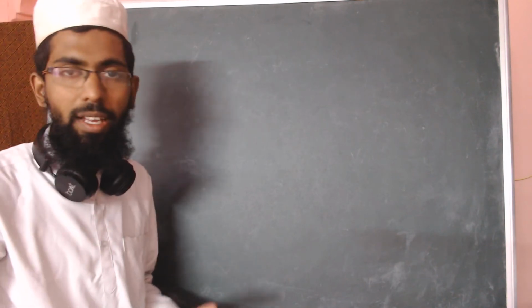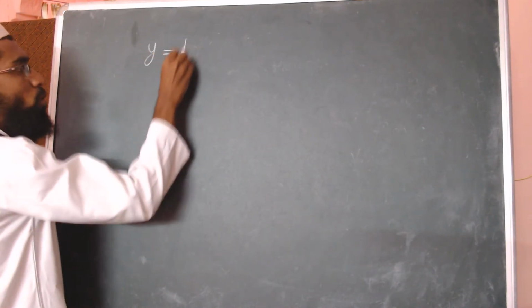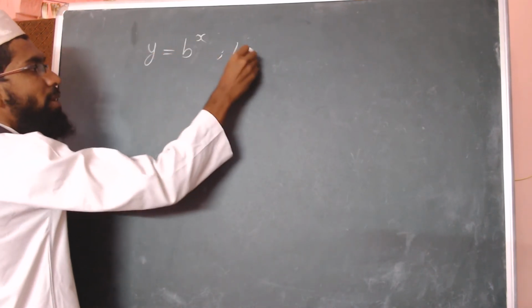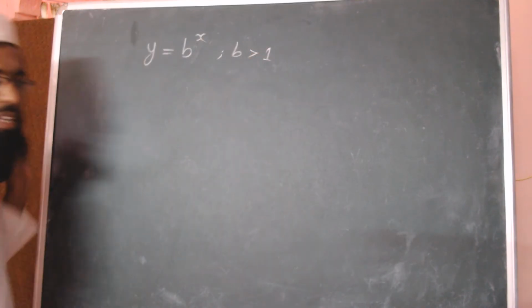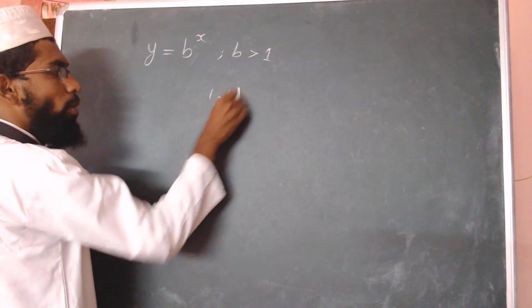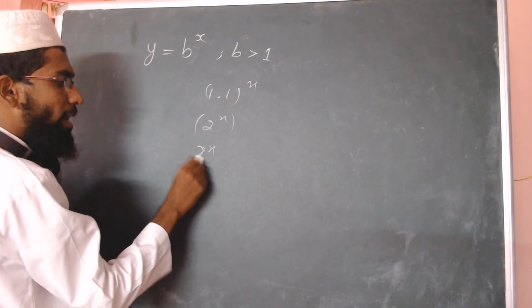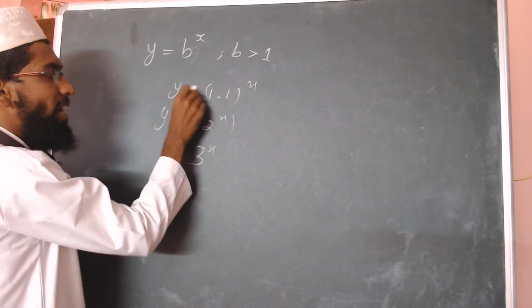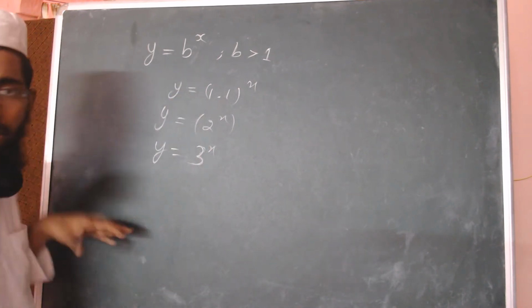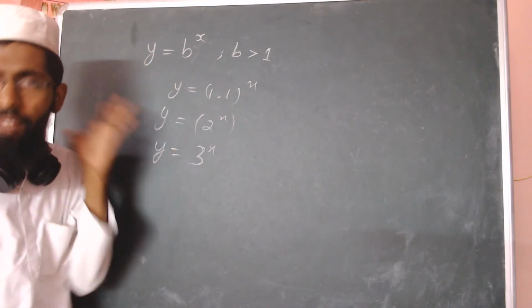We all know about the trigonometric functions sin x, cos x, tan x and other things. Like that we have a function called an exponential function, y equal to b power x, where b is greater than 1. So b can be 1.1 whole power x, it can be 2 power x, it can be 3 power x. Any function of this nature we call an exponential function. Right, now this is a new function that we are discussing.